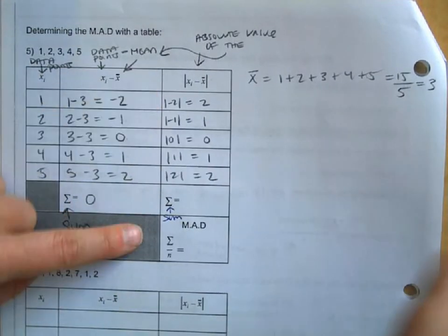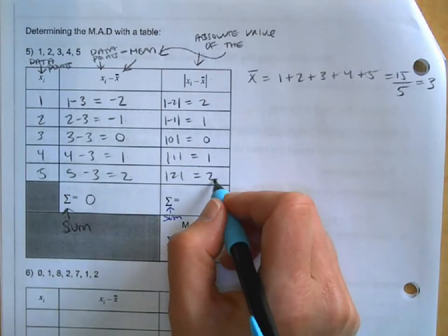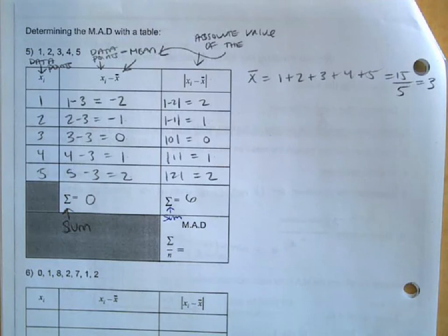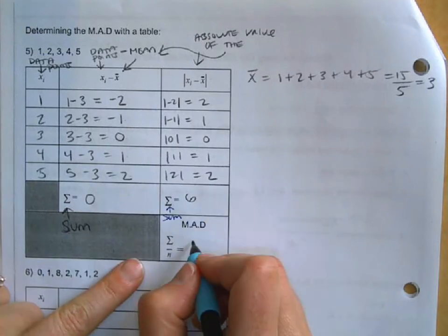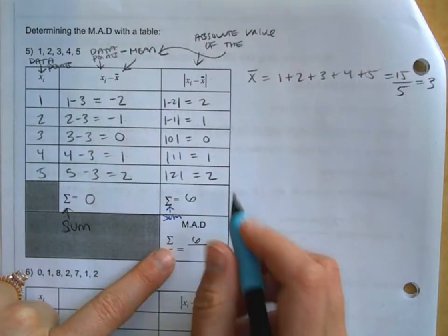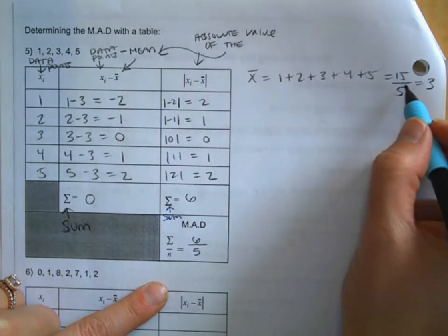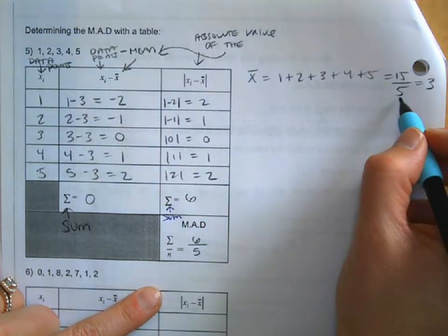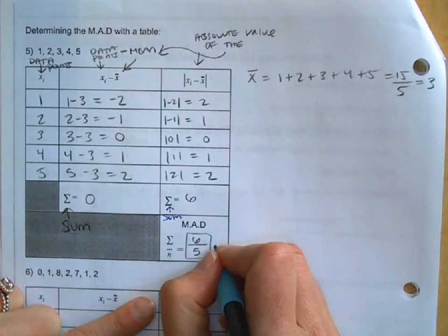Now if we take the sum of these values, we see 2 plus 1 is 3, 3 plus 1 is 4, 4 plus 2 is 6. Okay, now we are going to take the mean absolute deviation by taking that sum from our value of this one and dividing by the number of values that we actually had. So remember we divide by 5 there, so this is our final solution here. Our fraction we cannot simplify.